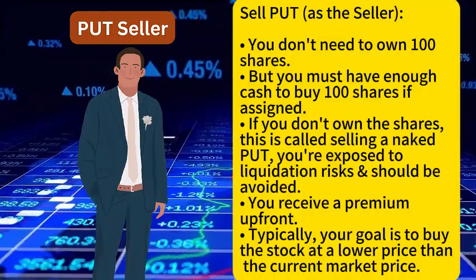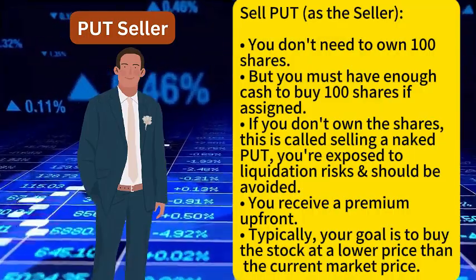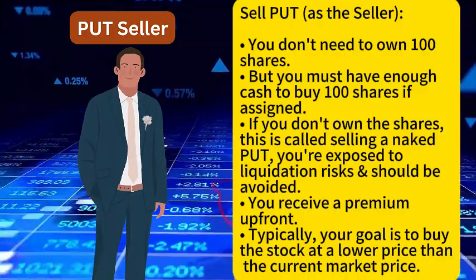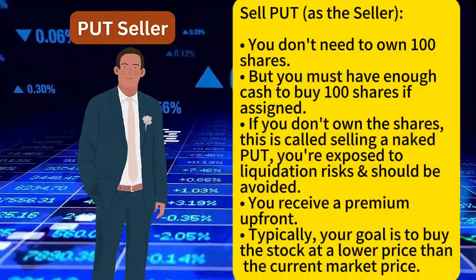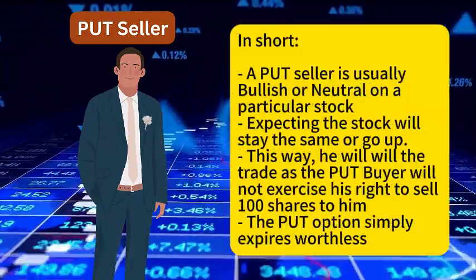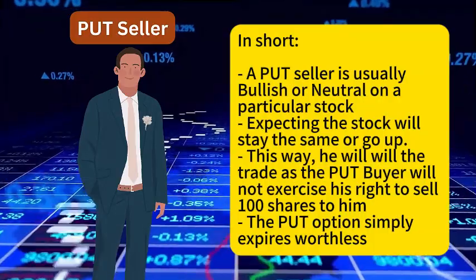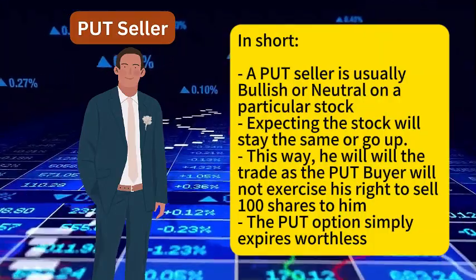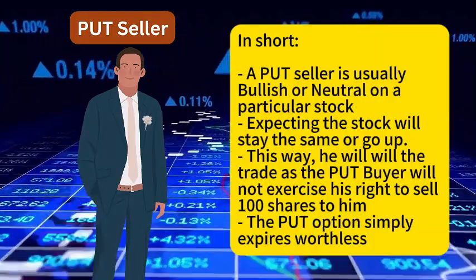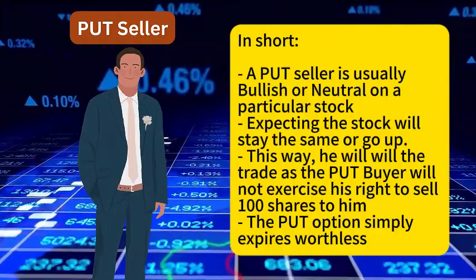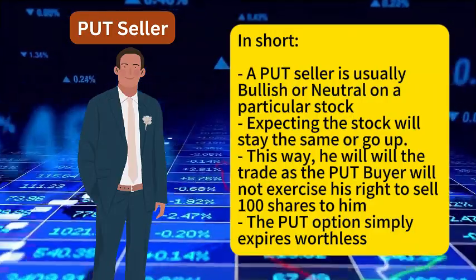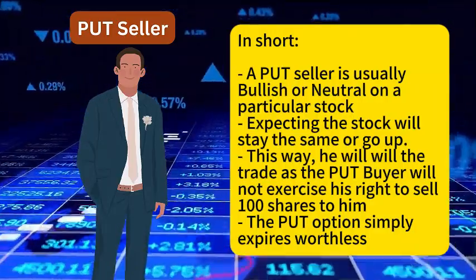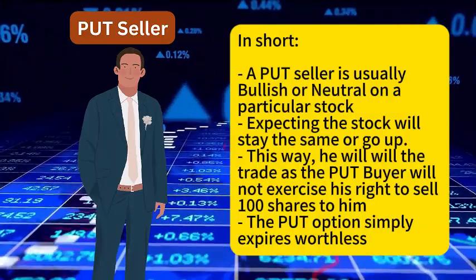You receive a premium upfront. Typically, your goal is waiting to buy the stock at a lower than the current market price. In short, a put seller is usually bullish or neutral on the particular stock, expecting the stock will stay the same or go up. This way he will win the trade, as the put buyer will not exercise his right to sell 100 shares to him, and the put option simply expires worthless.